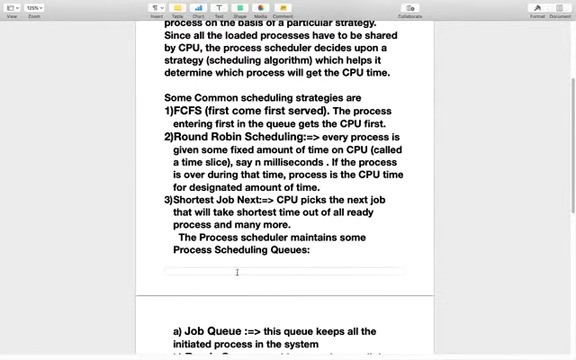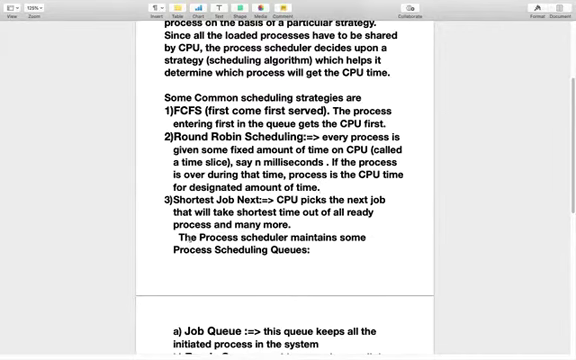Our third is shortest job next. In this method, the CPU picks the next job that will take the shortest time out of the already waiting processes. So the process which takes the shortest CPU time will get executed first.